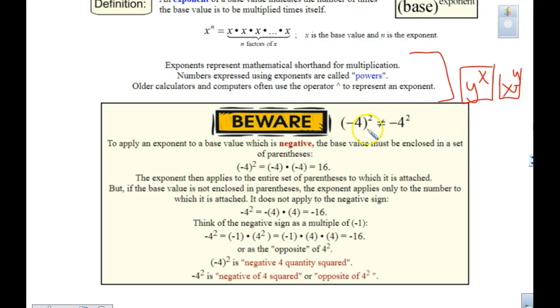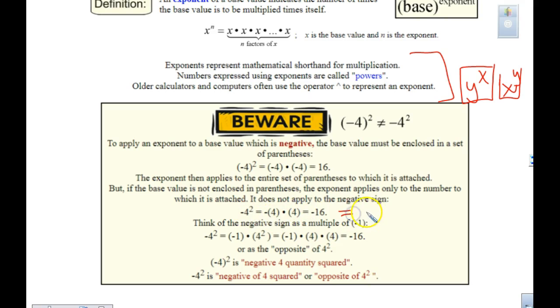Notice they say these two are not the same. If the base value is enclosed in parentheses, the exponent applies to the entire parenthesis it is attached to. But if there's no parenthesis, the exponent applies only to the number which it is attached to. So there's no parenthesis, okay? -4 to the second, we talked about that. It's kind of like saying the opposite of 4 times 4.